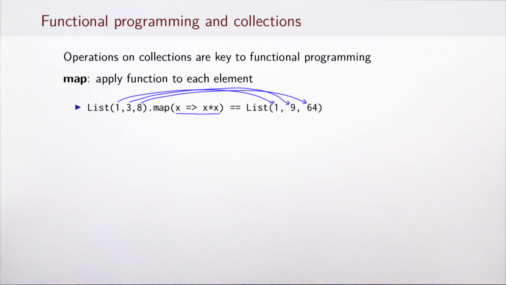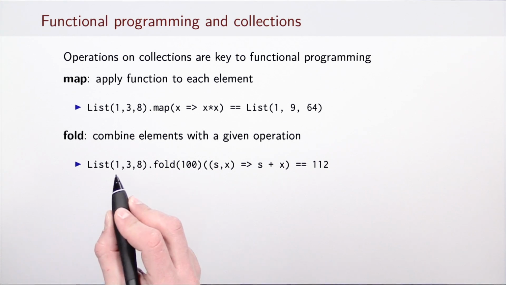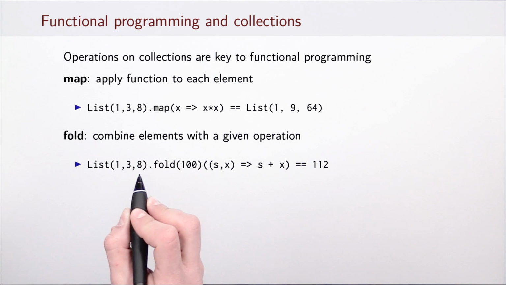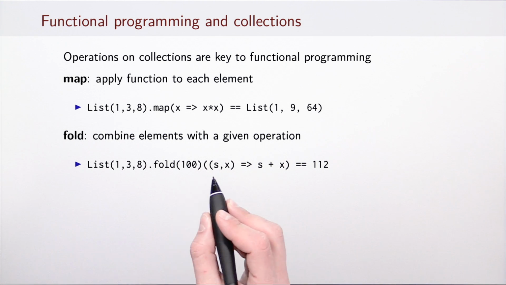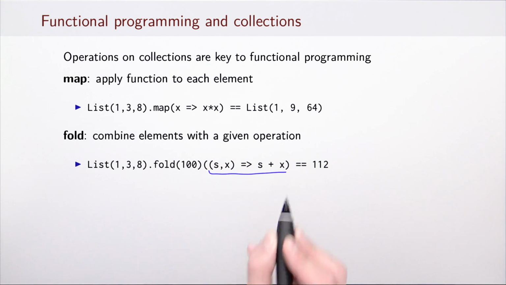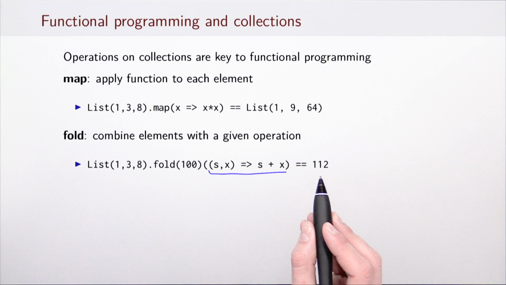What other operations are of interest? An important operation is fold. Fold combines elements of a collection using a given operation, and many variants of fold also take an initial element of this combination. Let's look again at the same list of elements containing 1, 3, and 8. And suppose that we want to start from 100 and sum up these elements. What is the result? The result is 100 plus 1 plus 3 plus 8, which is 112.